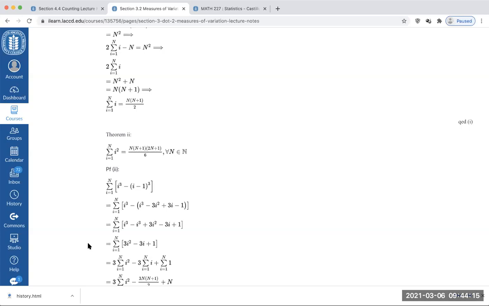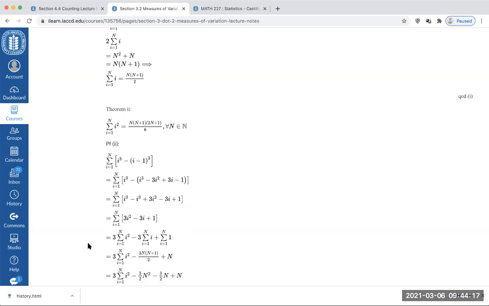By the property of summation, this is just 3 sum of i squared minus 3 sum of i plus sum of 1. Sum of 1 is n. I know I just derived the formula for the sum of i. It's n times n plus 1 over 2.